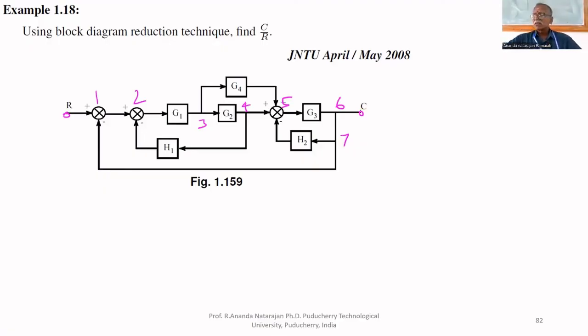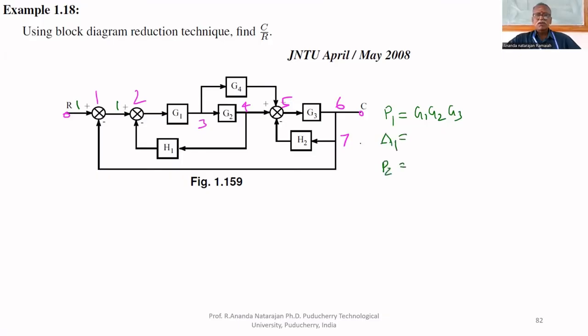What are the forward paths? Without drawing the signal flow graph, I am writing them. You can assume this as if it is a signal flow graph. Therefore, P1 equals G1, G2, G3. This is gain 1, that's why ignore. What is delta 1?